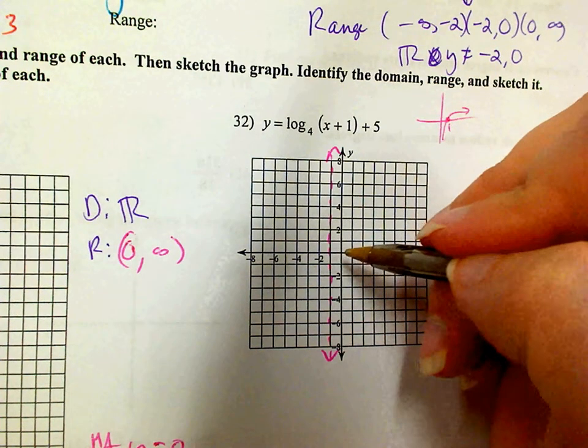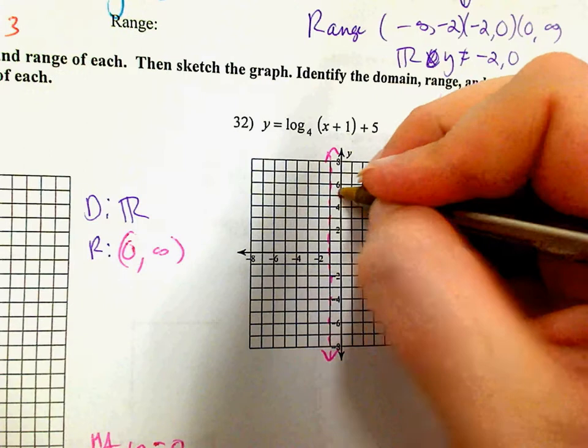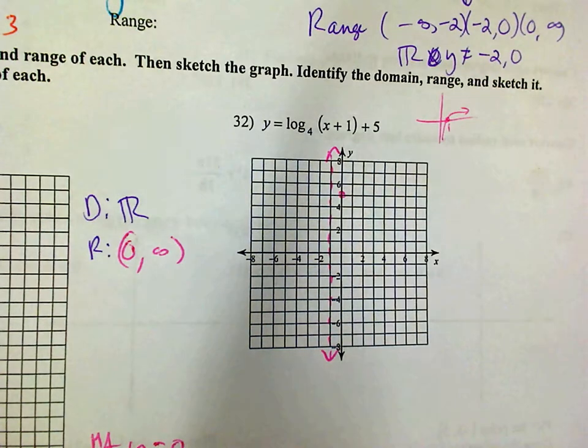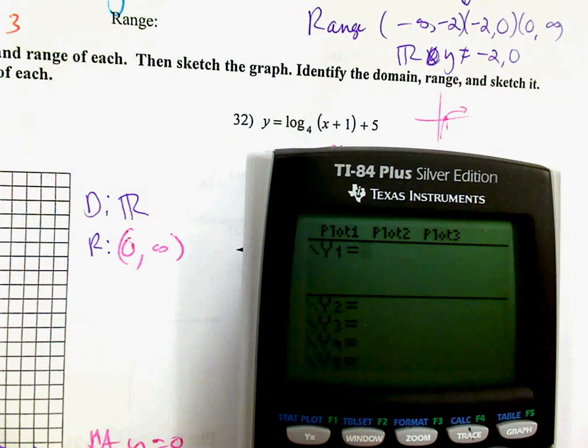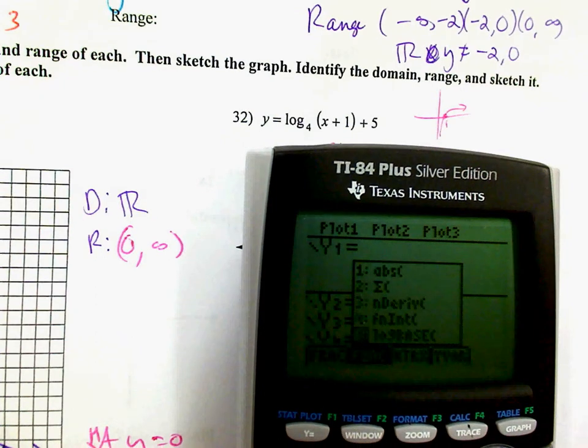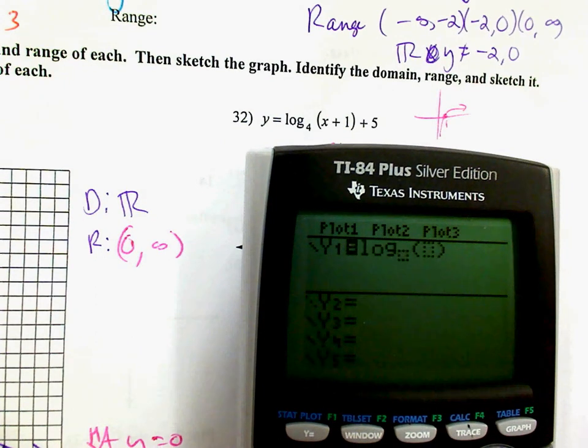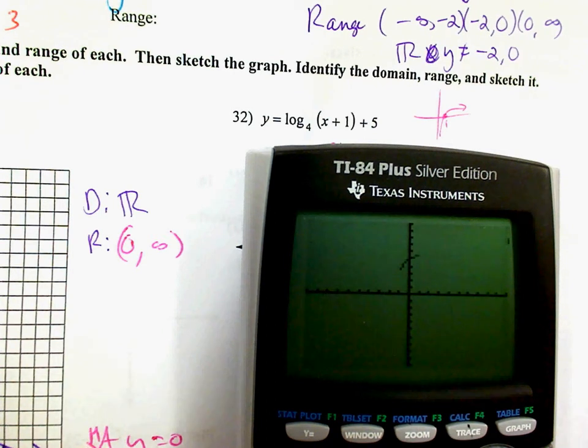If I type that in my y equals, I'm going to go to alpha window, and log base 4 of x plus 1 plus 5. So I'm going to go ahead and look at my graph and see what it looks like. Okay, and what you're not seeing because of pixels is how low it goes. And it actually goes all the way down to negative infinity.